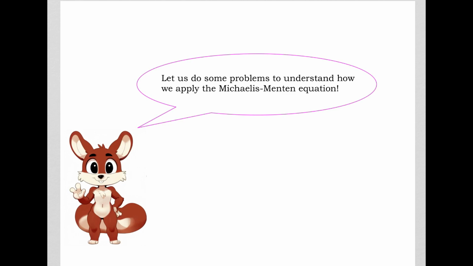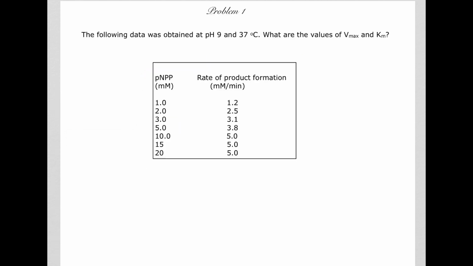So to understand these curves, let's try to do a few problems. So the following data was obtained at pH 9 and 37 Celsius. Remember, very important, when we do experiments with enzymes, we must specify the temperature as well as the pH so that we can compare apples and apples, because others may do the experiment at a different pH and or at a different temperature. So this data was obtained at pH 9, 37 Celsius, and the question is, what is the Vmax and what is the Km?